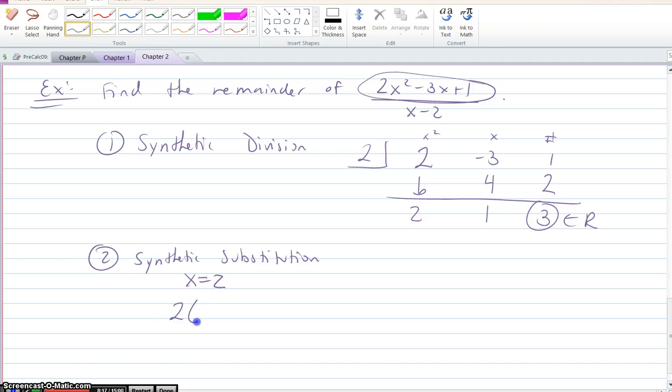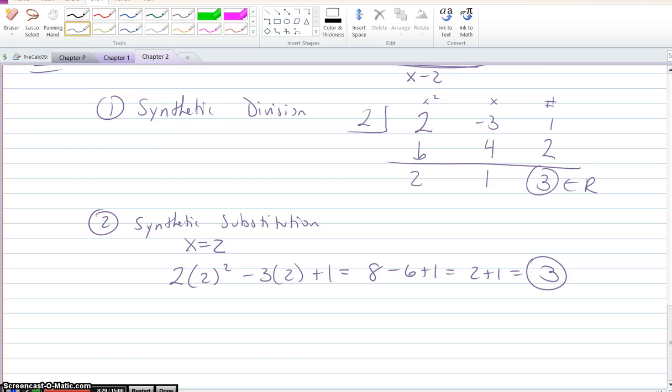So if I do that, I get 2 times 2 squared minus 3 times 2 plus 1. You get 8 minus 6 plus 1. You get 2 plus 1. You get 3. So there's a couple ways you can get the remainder, and it's really helpful if you do a problem like this.